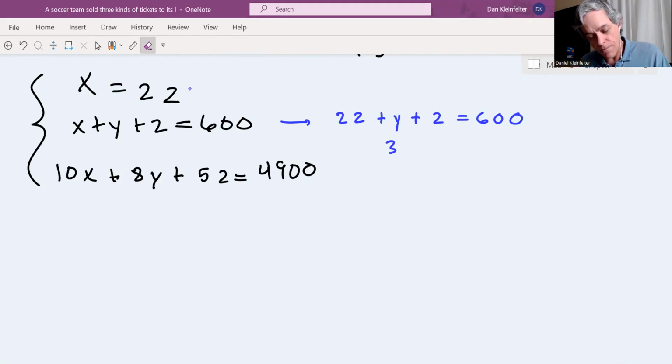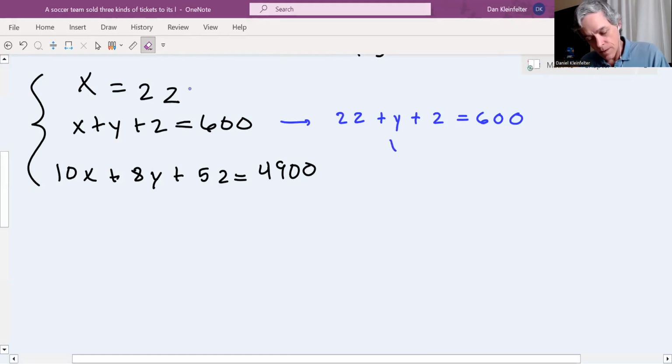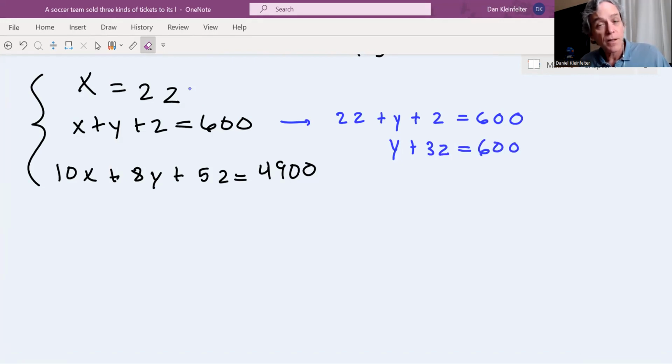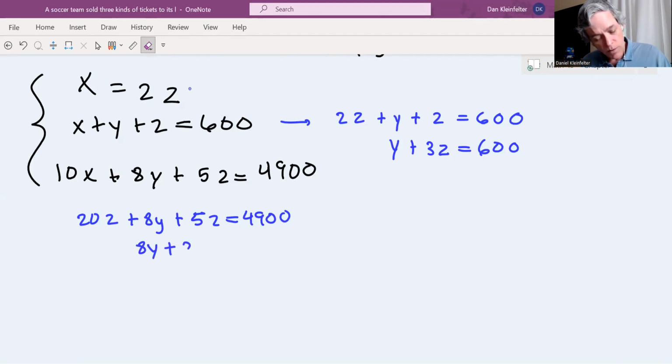Let me clean that up a little bit. That'll be Y plus 3Z. Keep it in alphabetical order. Y plus 3Z is 600. For the next one, X is 2Z. So we'll have 10 times 2Z, that's 20Z, plus 8Y plus 5Z is 4,900. Again, cleaning things up a little bit, we'll have 8Y plus 25Z is 4,900.